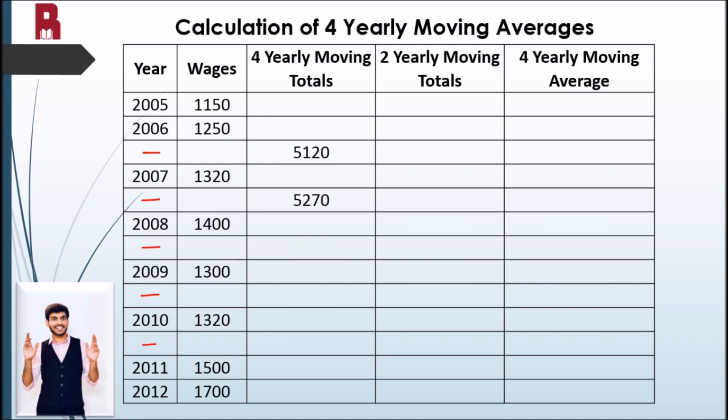Moving further, we will take the next 4 numbers and here the total comes to 5340. Taking the next 4 numbers, total comes to 5520, and finally the last 4 numbers from 1300 to 1700, the total comes to 5820. Now if you observe, all the 4 yearly moving totals were written where we had left a line before.